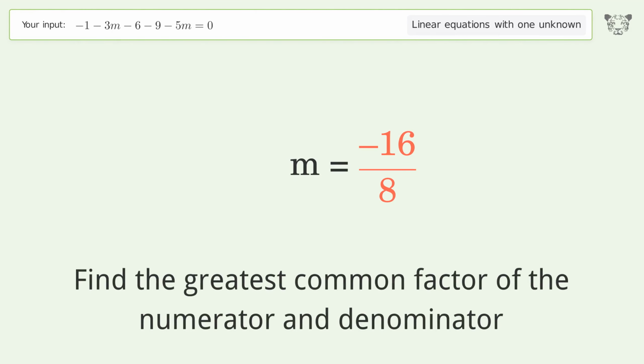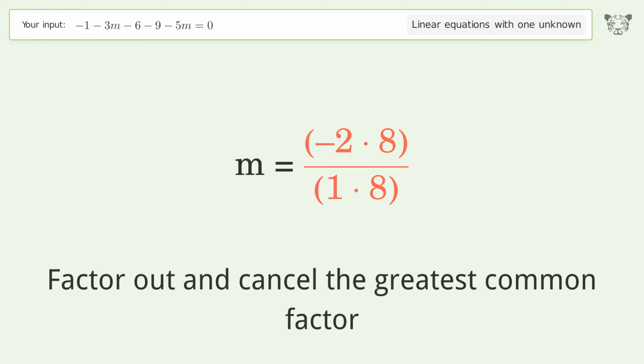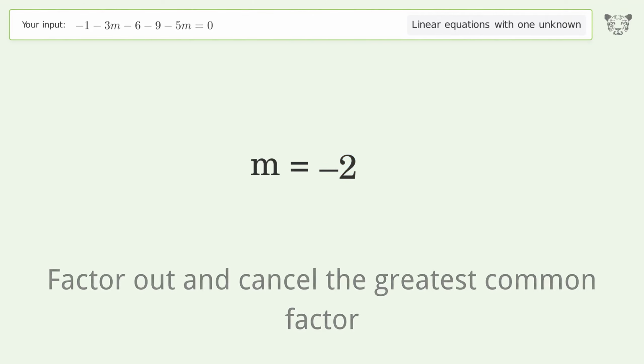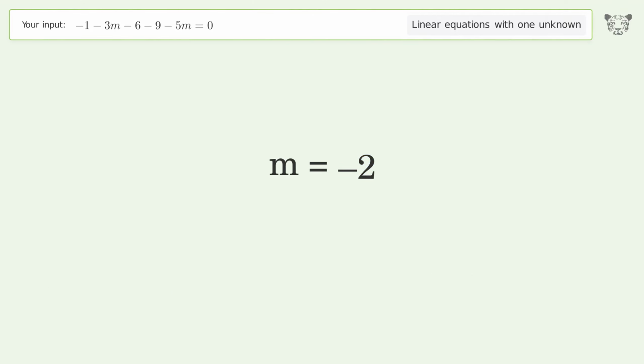Find the greatest common factor of the numerator and denominator. Factor out and cancel the greatest common factor. And so the final result is m equals -2.